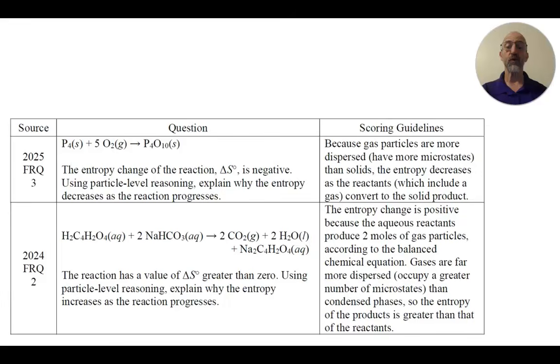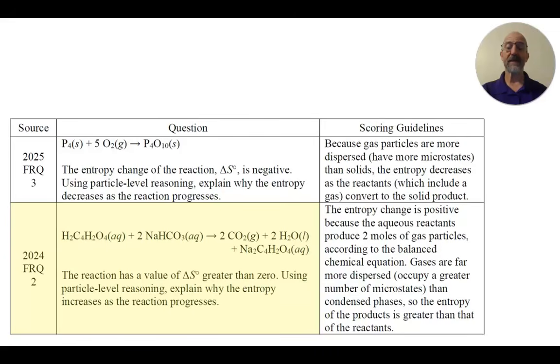Now, here's another recent question. This was from the 2024 AP Chemistry exam, and this question involved an explanation of the reaction having a value of delta S that's actually positive, so greater than 0. What students had to do for this chemical reaction represented by this equation is to explain why the entropy increases as the reaction progresses.